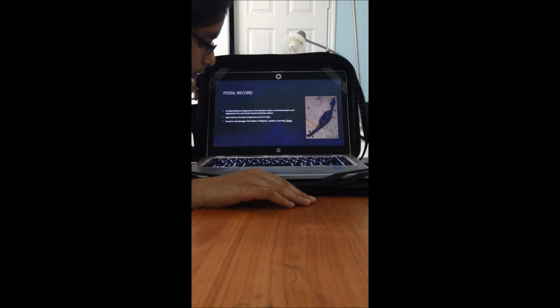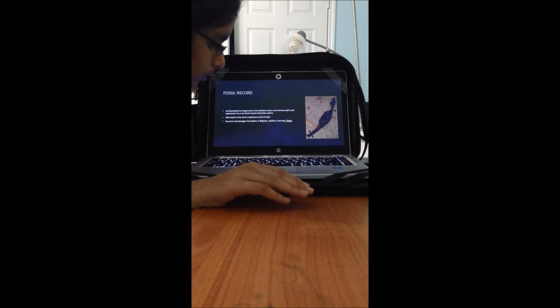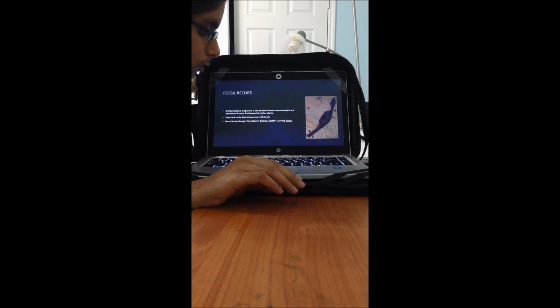So here's the fossil record of Archaeamphora longicervia, and this is the earliest known carnivorous plant and is the only fossil record of pitcher plants. And it dates back to 124.6 million years ago and was found in the Jiangsu Formation in China.